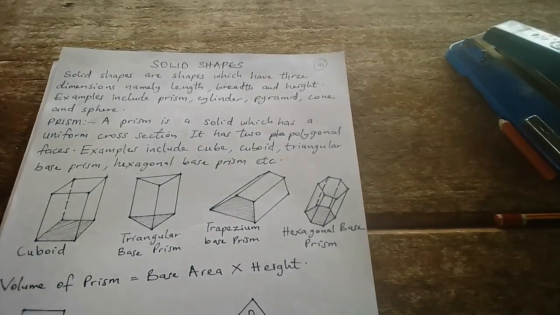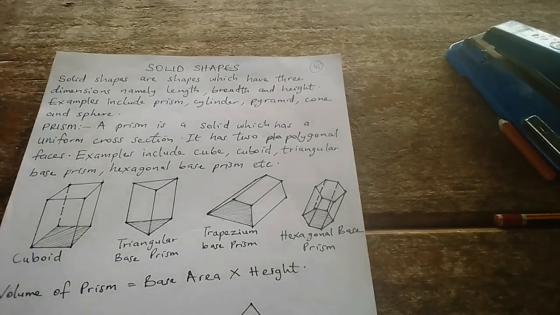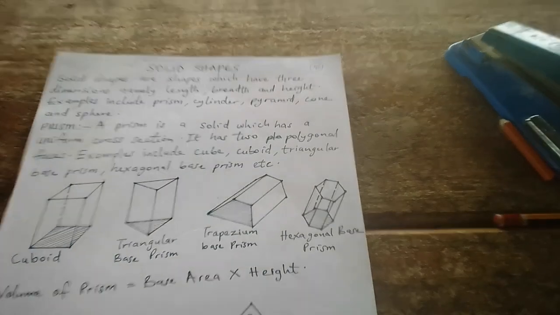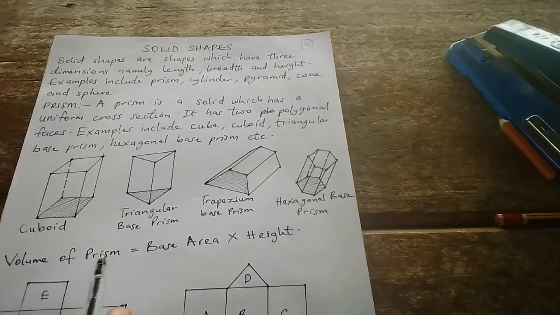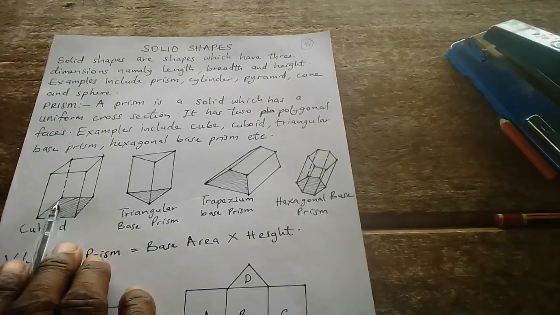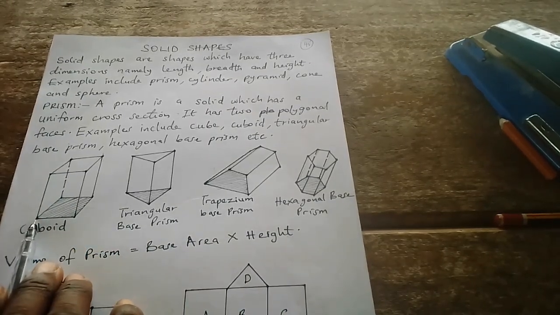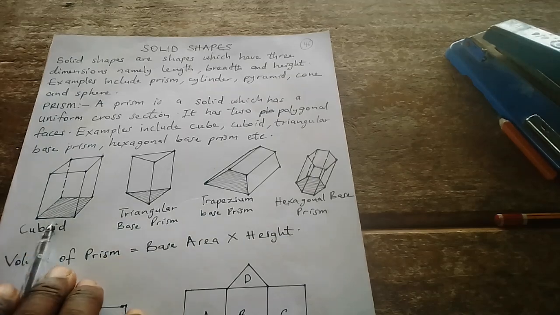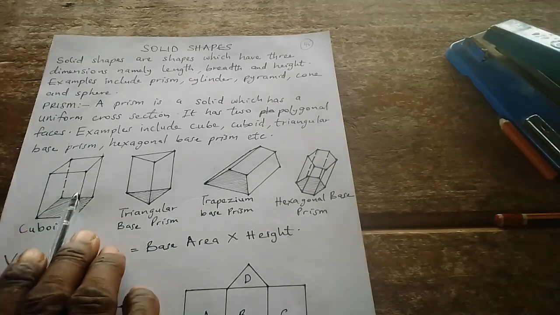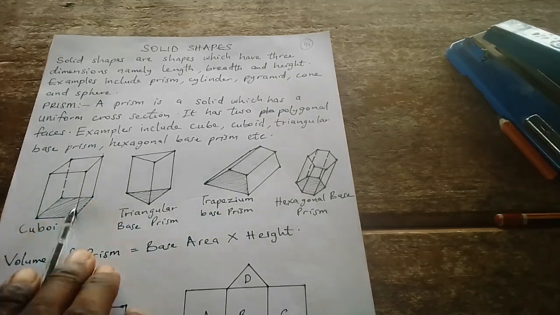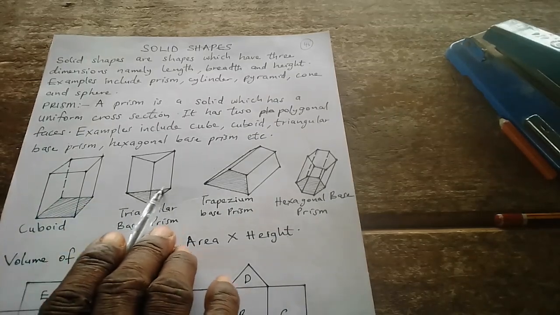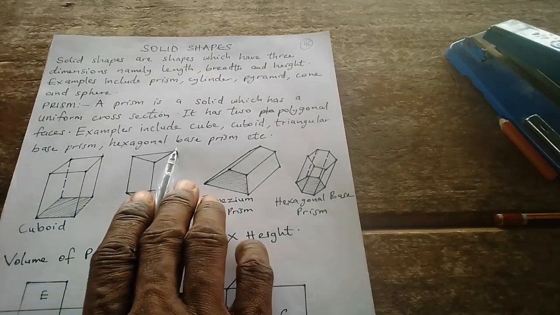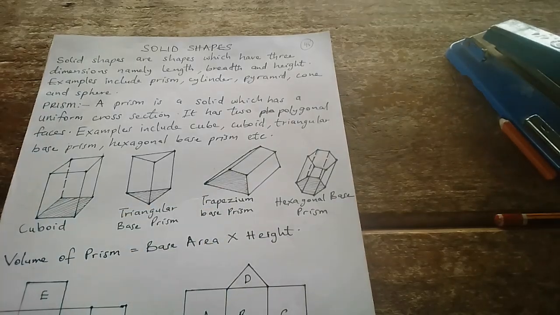Now, if we want to talk about the volume of a prism, generally the volume of a prism is base area times height. You find the area of the base. If the base here is, let's say, a square, find the area of this base, then look for the height and multiply it by the height. That will be the volume. The base here is a triangle. Look for the area of this triangle, then multiply it by the vertical height.